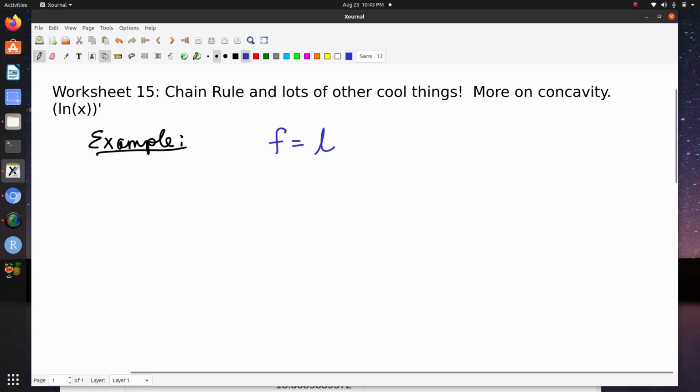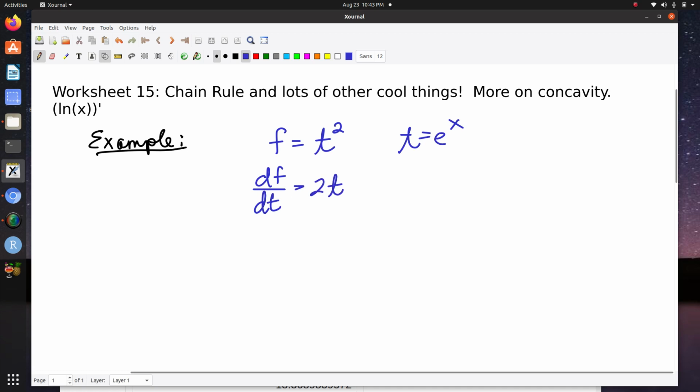So you can think of it this way. f is t squared, and t is e to the x. Then this is going to start looking like our t-shirt example. df dt, that's Leibniz notation, is 2t.